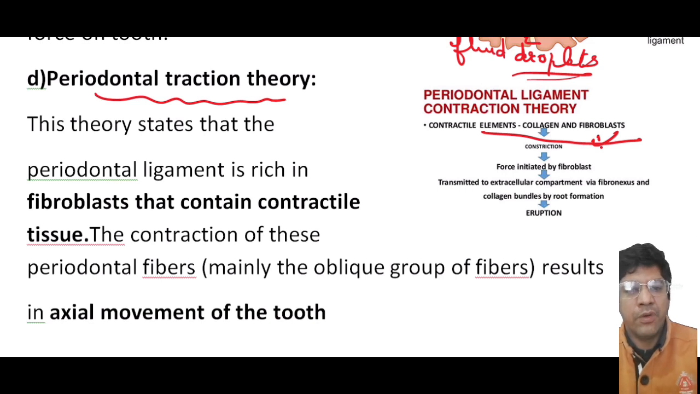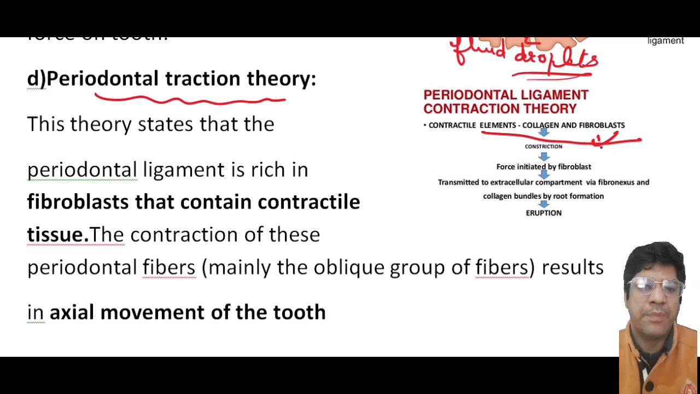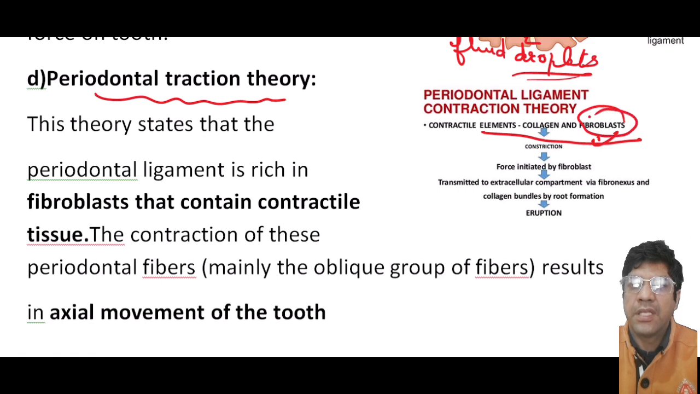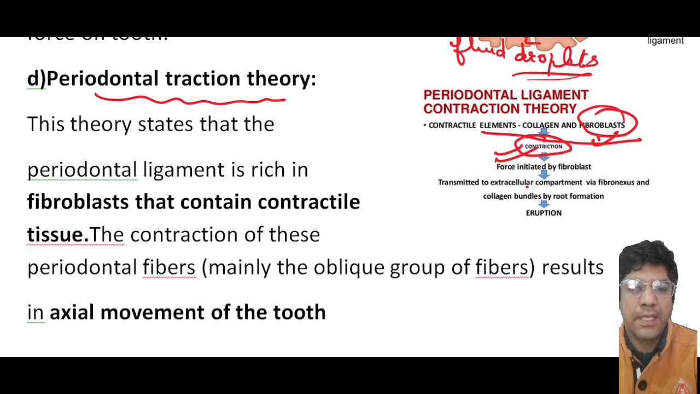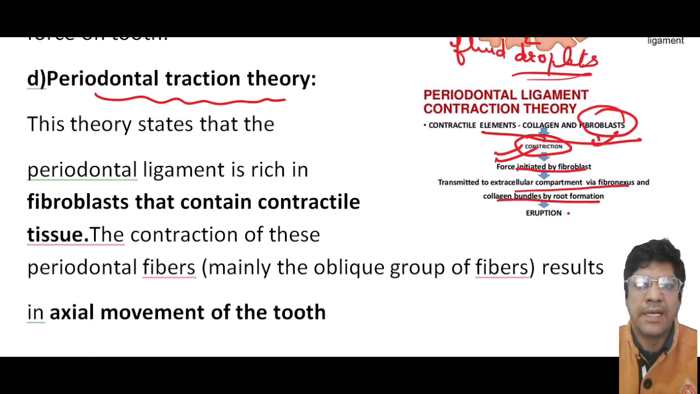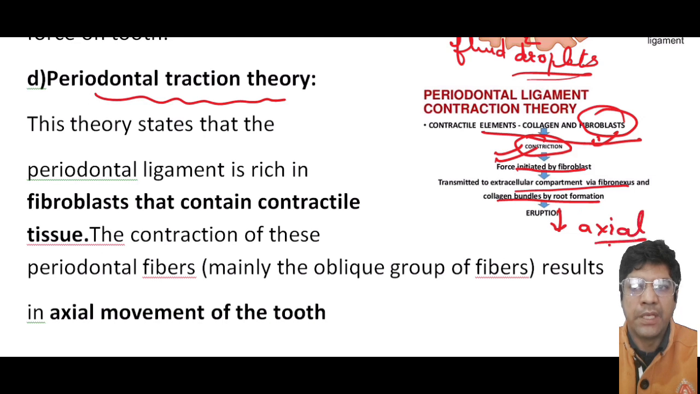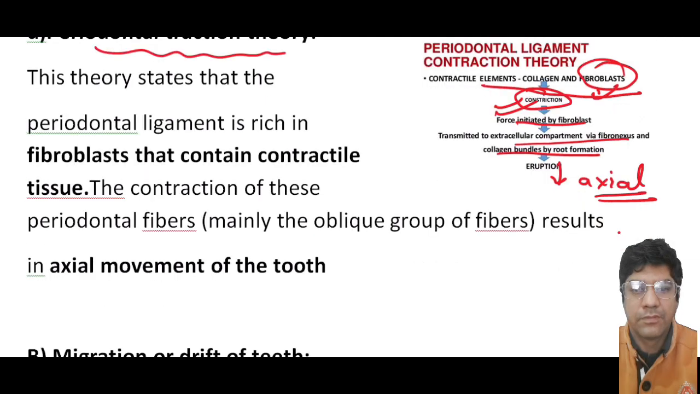The periodontal ligament, we know, is a specialized connective tissue that attaches the tooth to the surrounding alveolar bone. This theory suggested that the fibroblasts within the periodontal ligament contain contractile properties. When these fibroblasts contract, that will lead to shortening or tightening of the oblique fibers within the periodontal ligament. That contraction would exert a pull force on the tooth that results in tooth eruption, or the axial movement of the teeth.